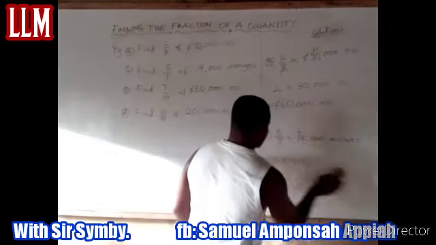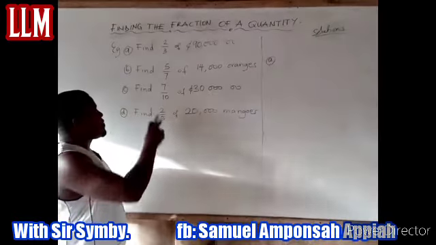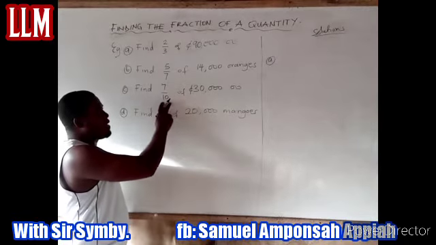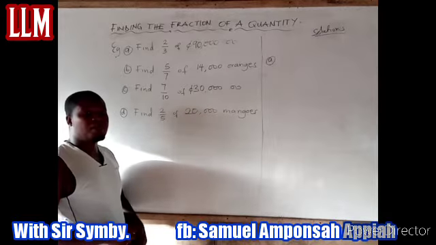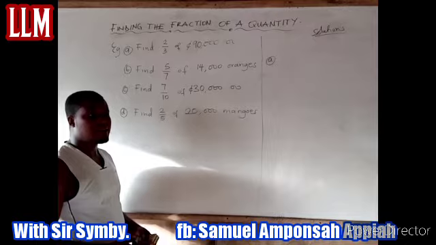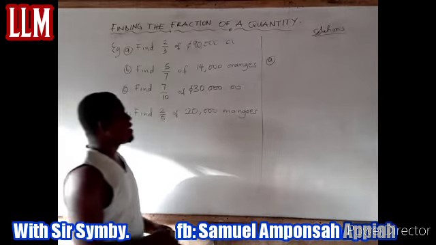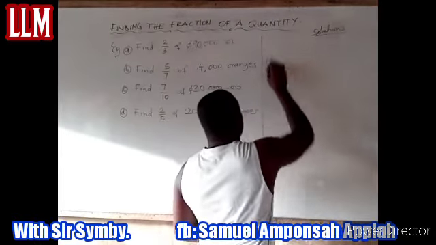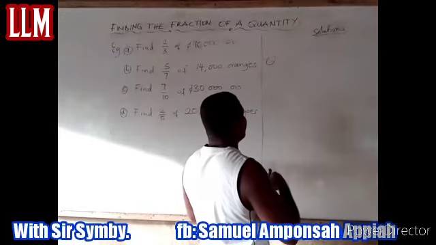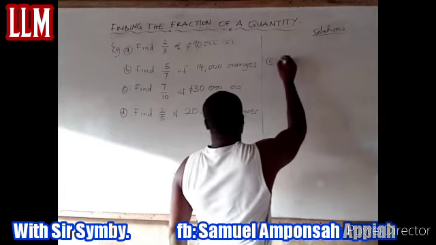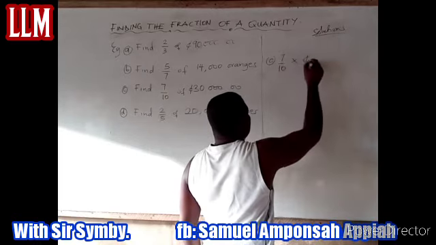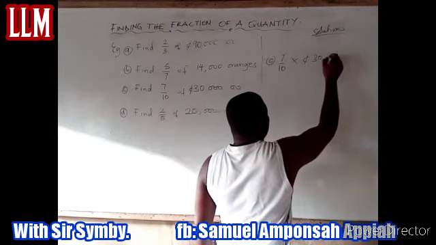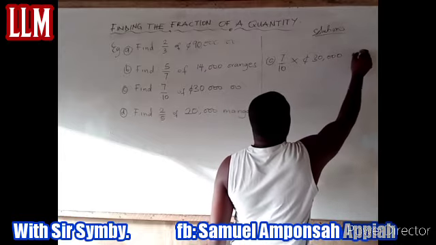C. The fraction given is 7 on 10 of 30,000 cedis. 7 on 10 of 30,000 cedis. How is this done? So we have 7 on 10 multiplied by 30,000 cedis.